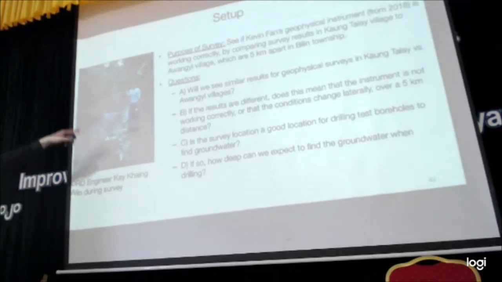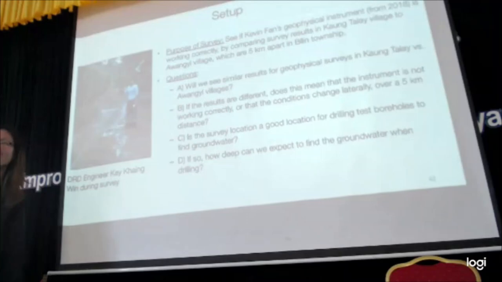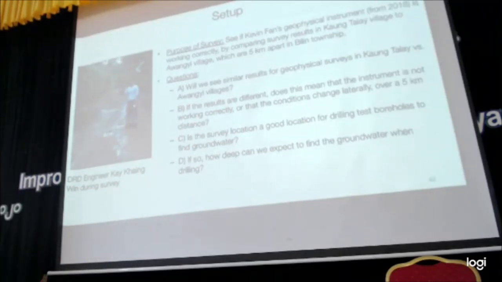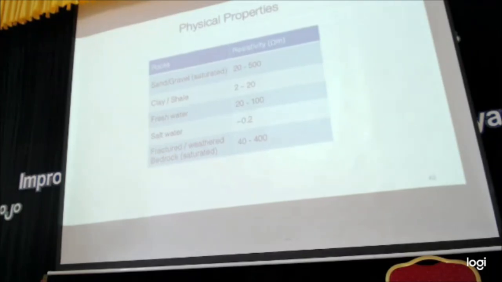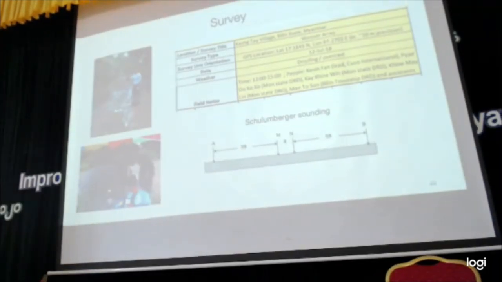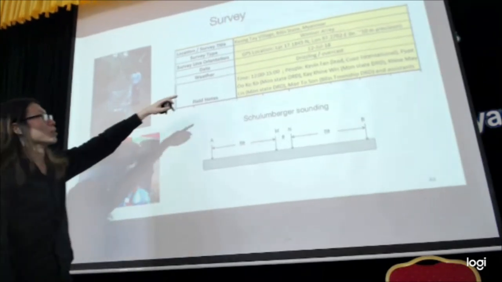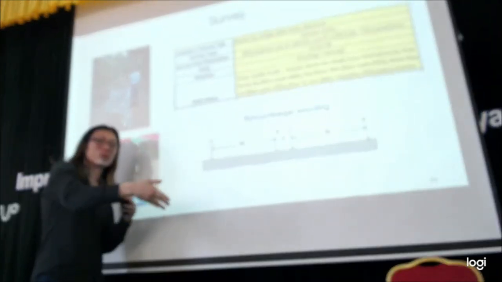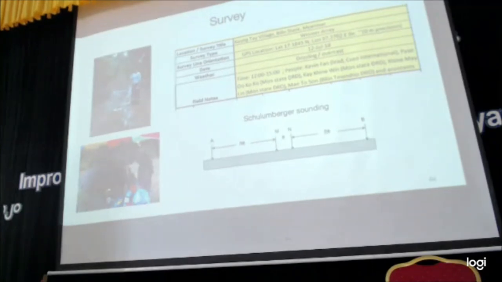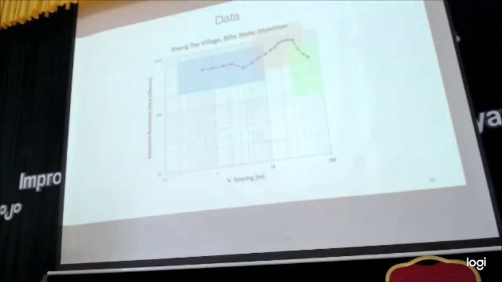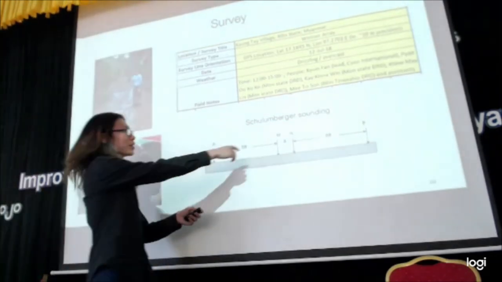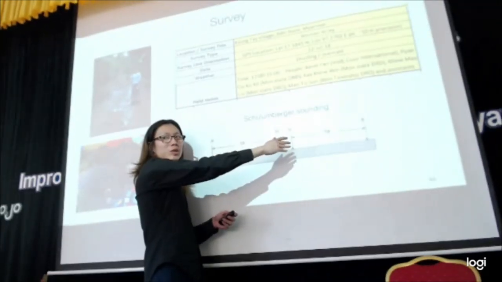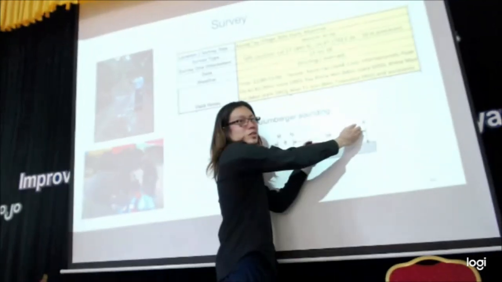And this is Kei Kaiwen during the survey. You see, she's holding up a hammer. Physical properties, well, we've seen this before. Okay, how about the survey? The survey we used was a Wenner array. It's a bit different than the Schlumberger array. Basically, in the Wenner array, the distance between all the electrodes is the same.